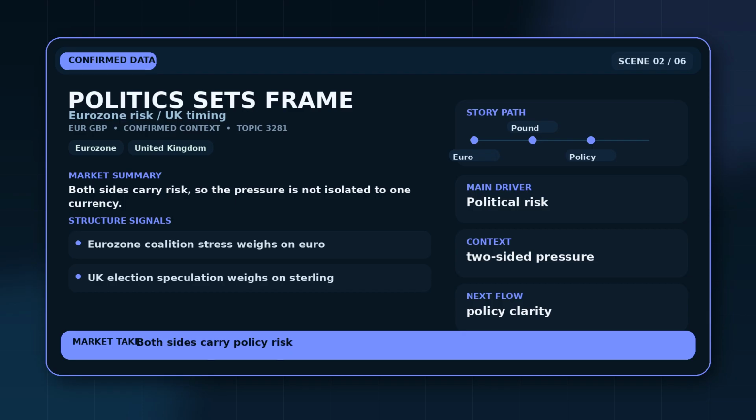The pressure is cross-sided, not a one-currency story. The viewer can separate the setup from speculation. One side is the factual baseline, and the other is the result that still needs confirmation.